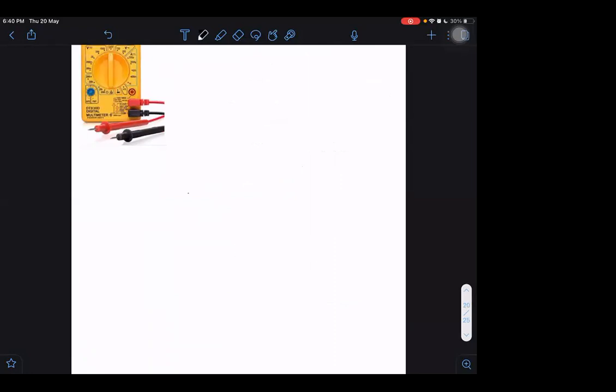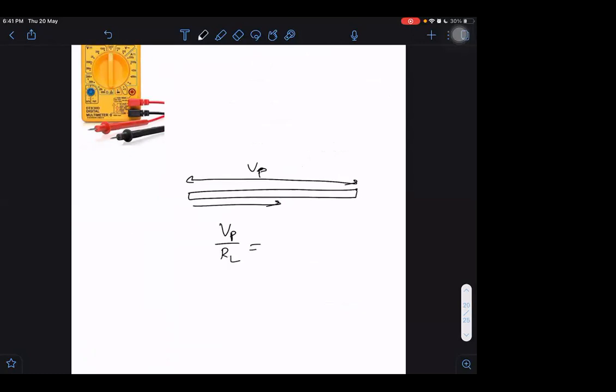Now, what will be the situation in such cases? Let us say if I want to write now the equation of the total V in the primary circuit here, then I will write like this. Vp upon RL is the current, but that current, if it is V in the secondary circuit, is also equal to Vs upon Rx, right or not?